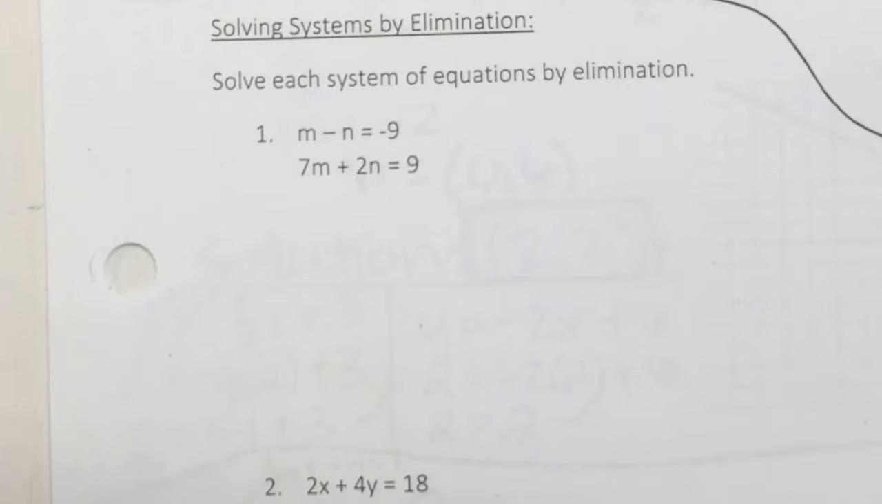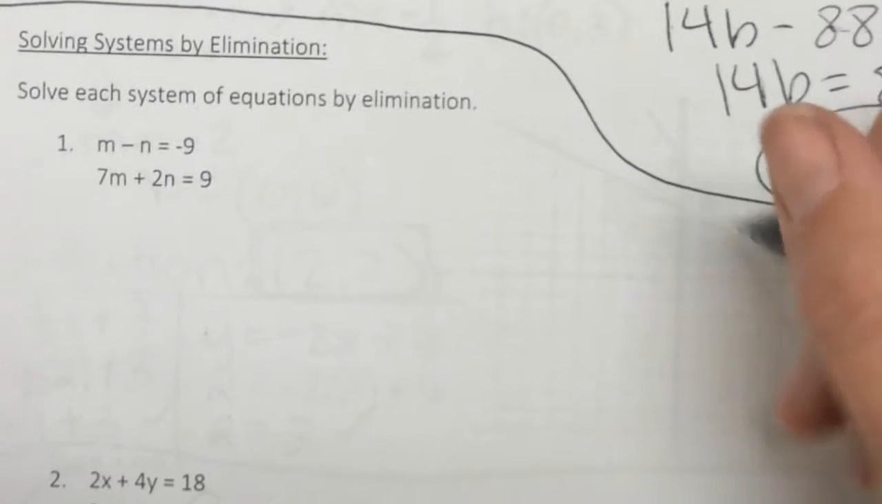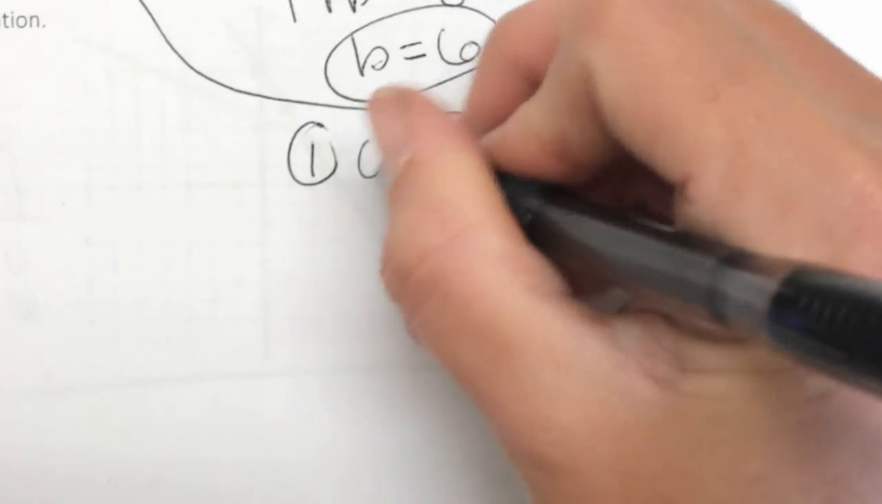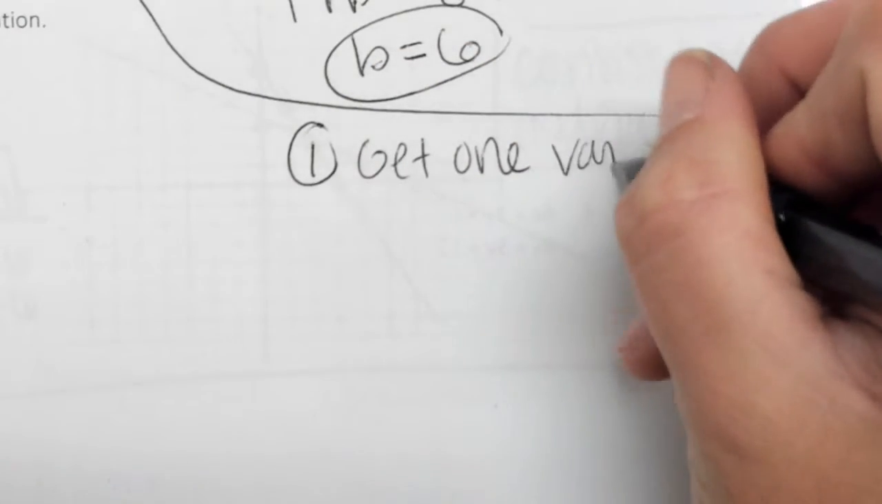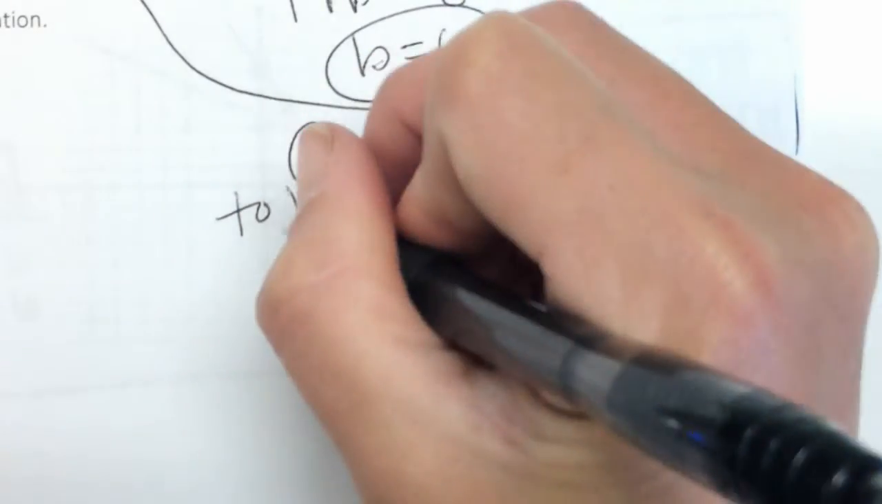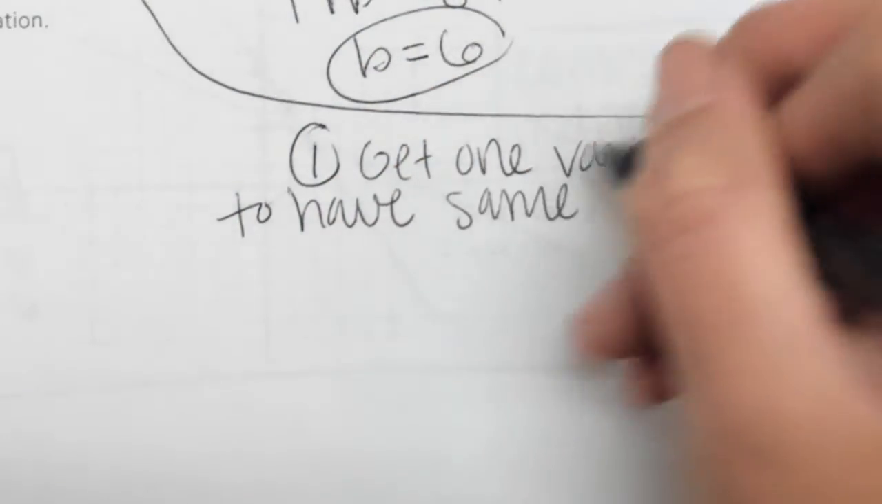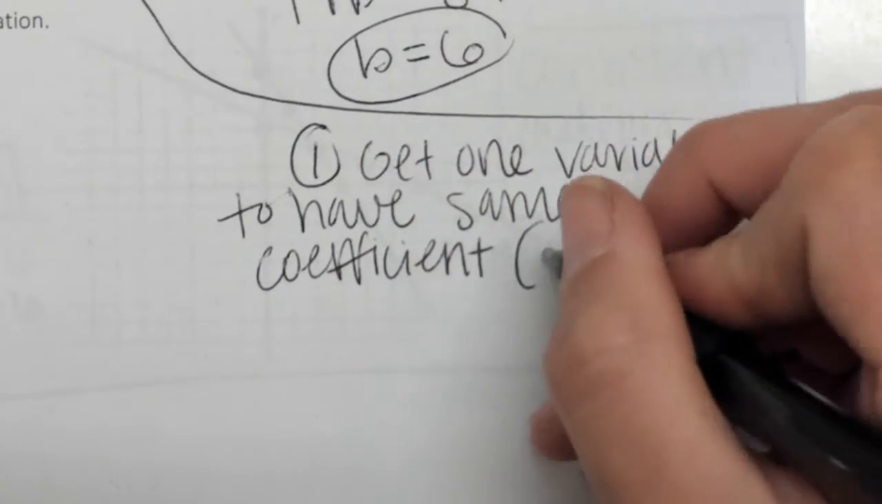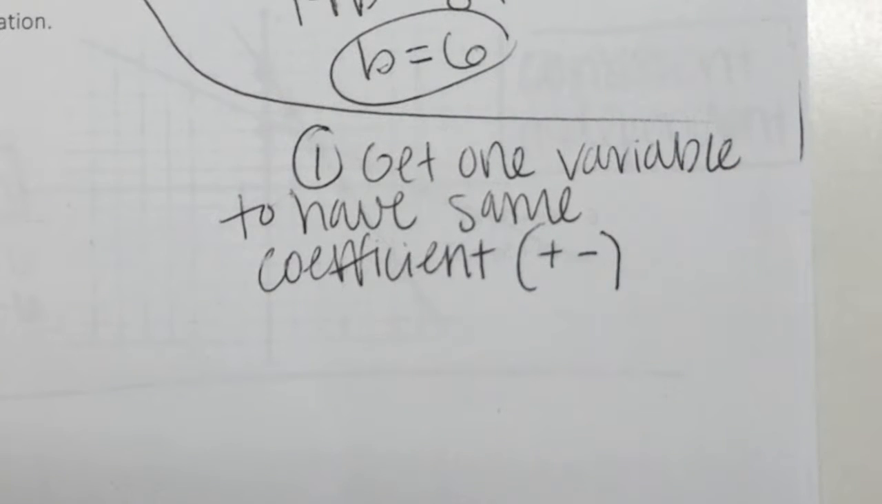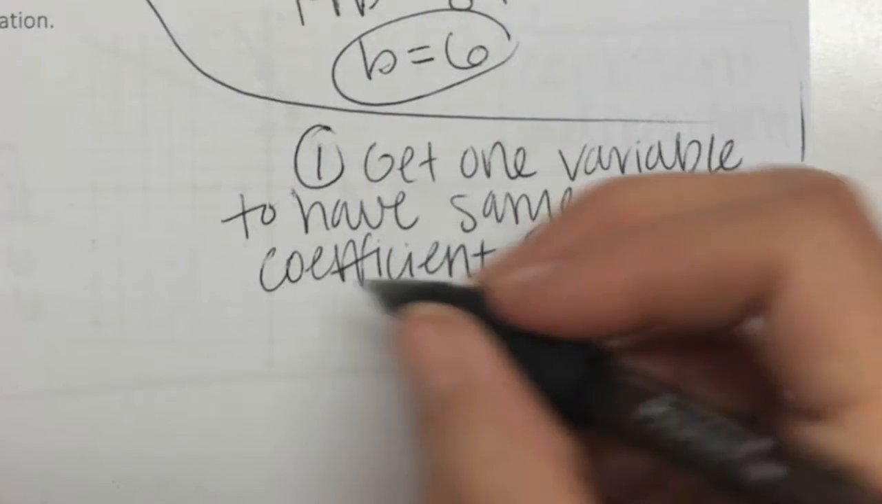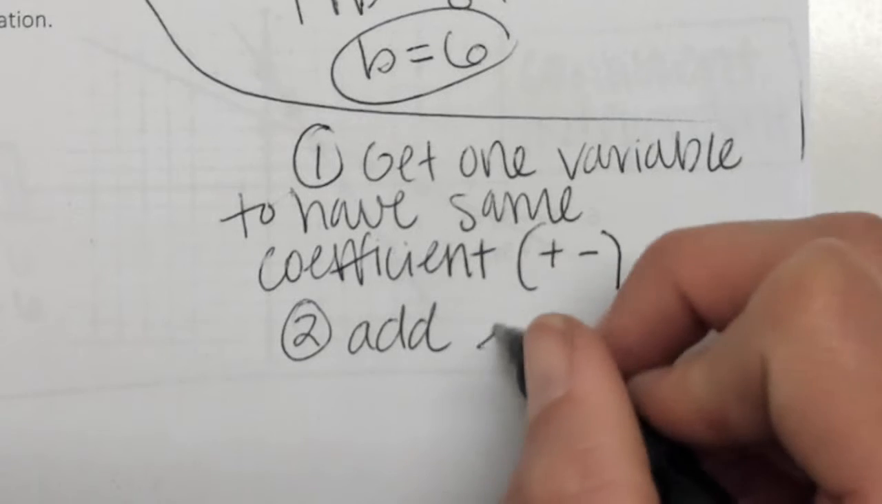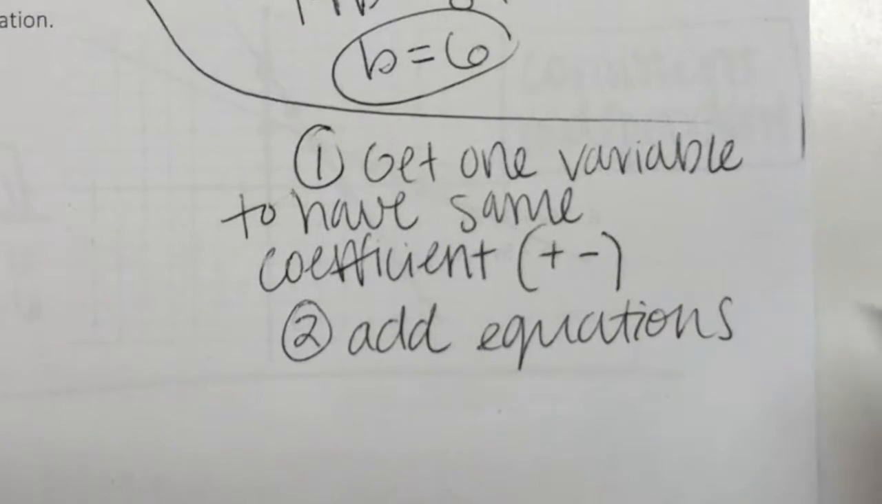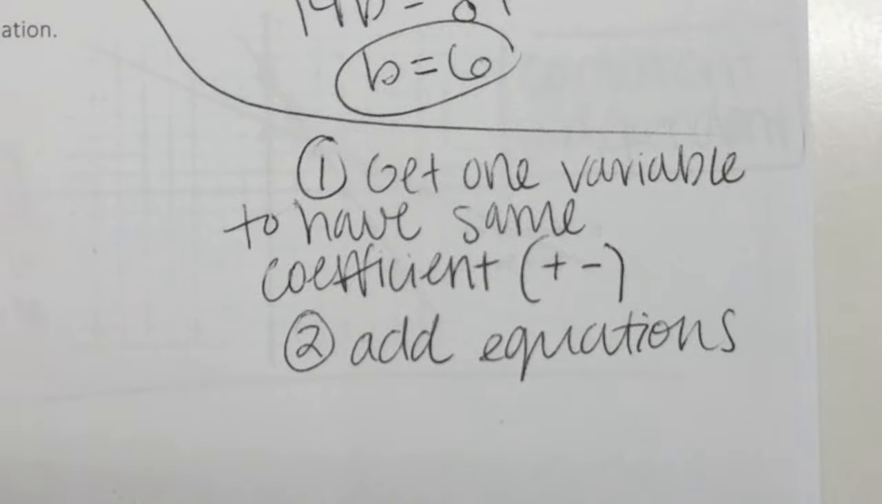No? Okay. Let's write down the steps then. So elimination, here's the step. Step 1, get one variable, doesn't matter which one, to have same coefficient. And put in parentheses plus minus. I'll explain what that is in a second. Get one variable to have the same coefficient, same number up front. Then 2, add the equations. So that's the steps for elimination.